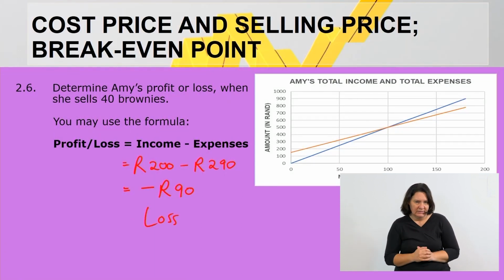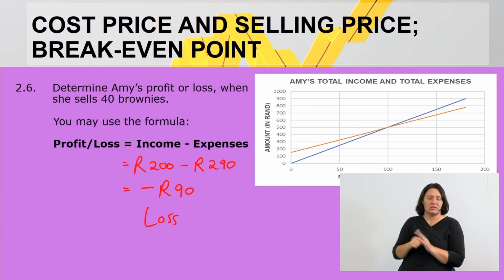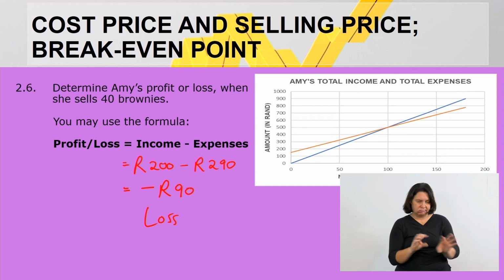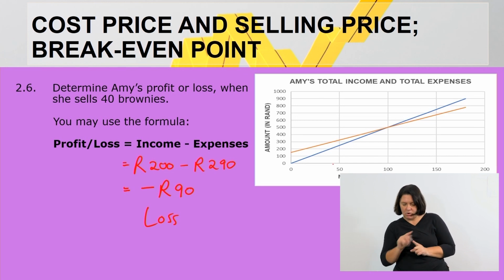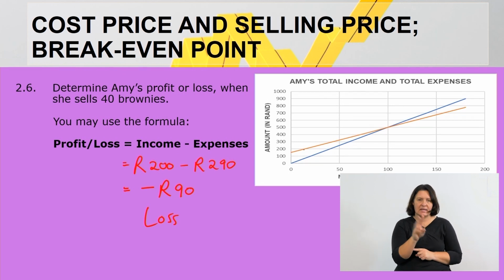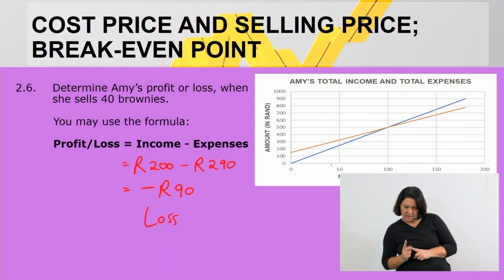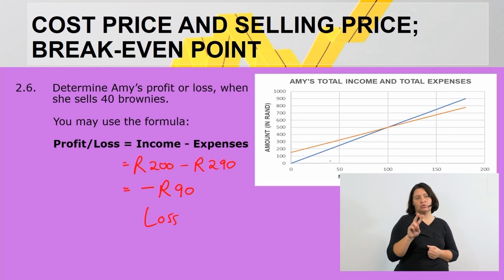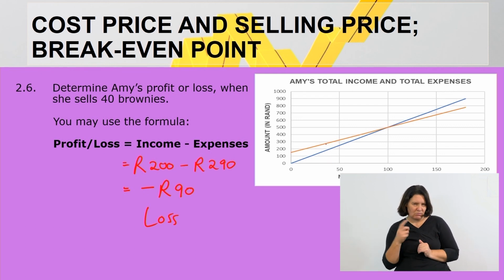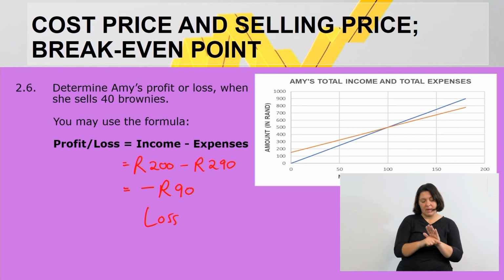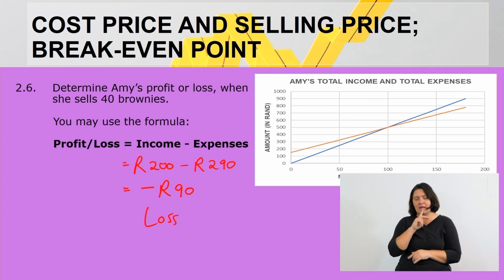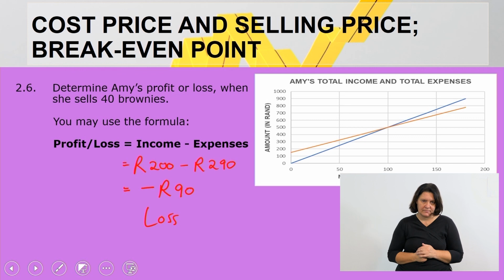I hope that's clear. I went to my graph, and remember you can use the context as well. Start with the formula, substitute into the formula, and then get your same answer. For income, I read for 40, went all the way up, then to the left, and said that's around about 200 rand. Then I looked at my expenses, still 40 brownies, went all the way up, and it intersected just below 300. I went to the left and estimated that amount to be around about 290 rand. Therefore, I took the 200 rand minus the 290, got an answer of minus 90, and concluded that Amy is making a loss.